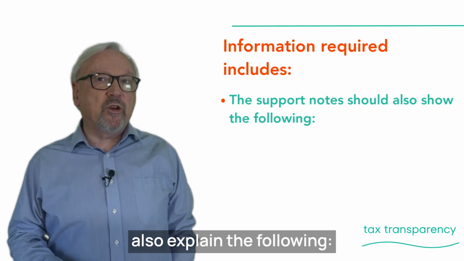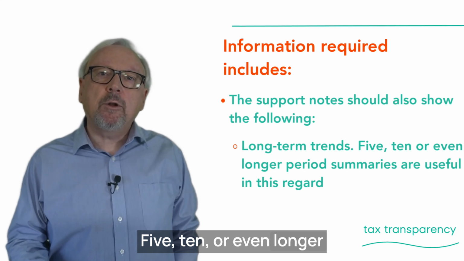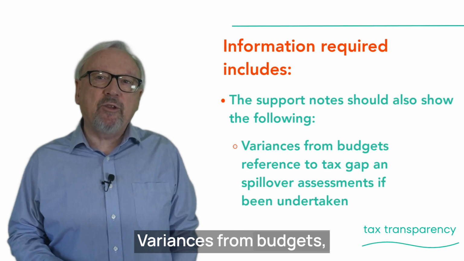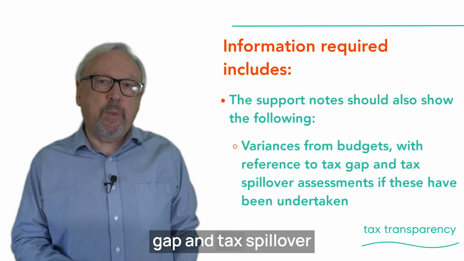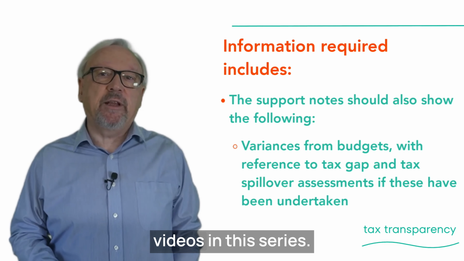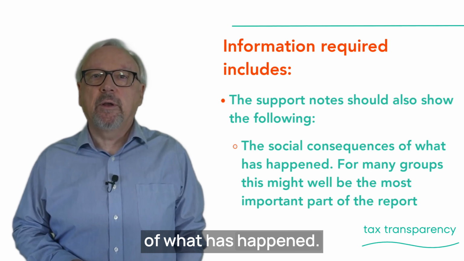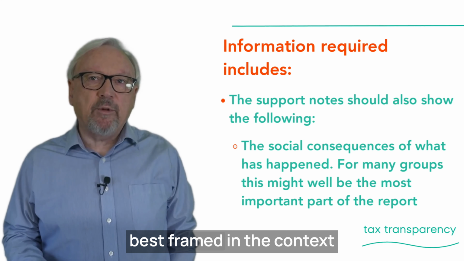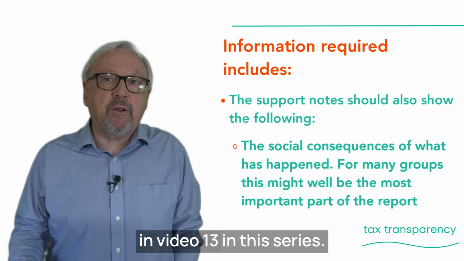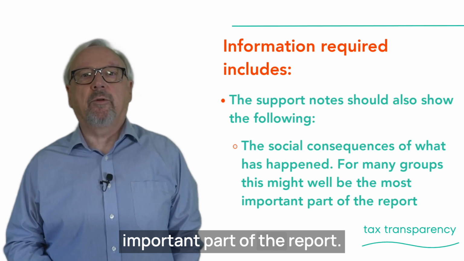The support note should also explain the following: long-term trends. 5, 10, or even longer period summaries are useful in this regard. Variances from budgets, with reference to tax gap and tax spillover assessments if these have been undertaken. We explain these in later videos in this series. The social consequences of what has happened. This discussion would be best framed in the context of the goals specified in the tax strategy of the jurisdiction, as discussed in video 13 in this series. For many groups, this might well be the most important part of the report.